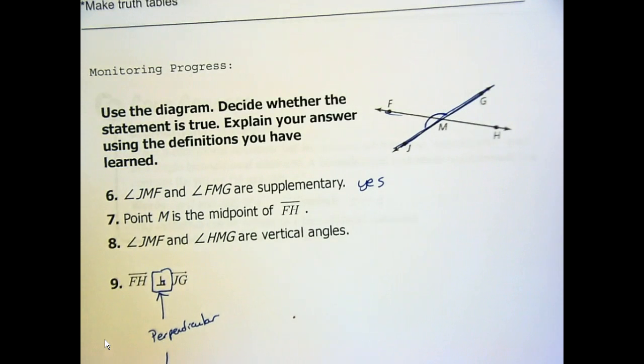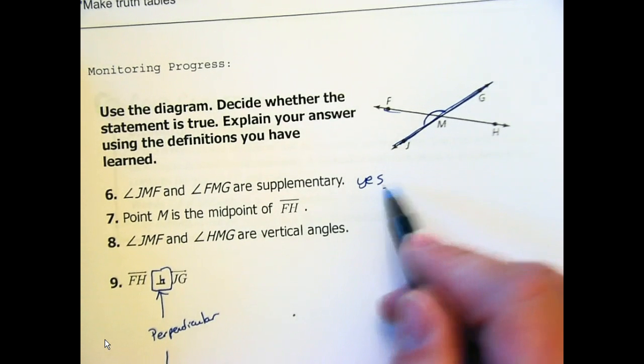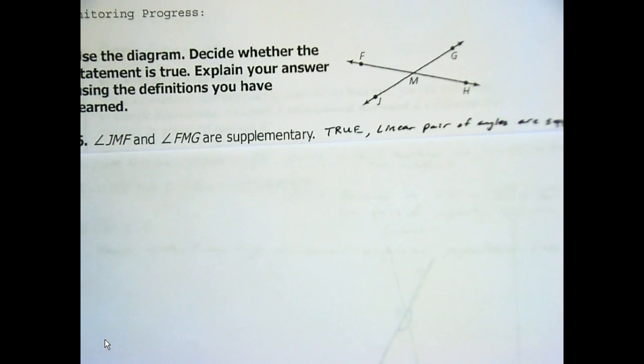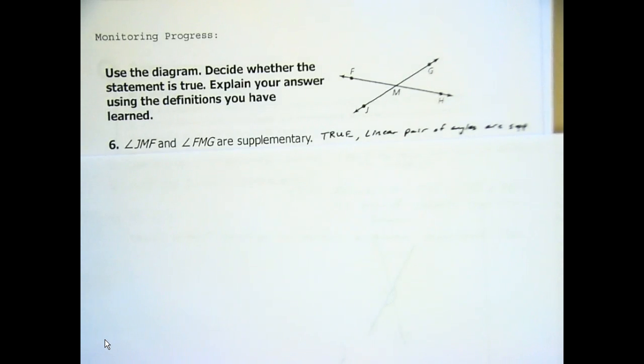The point M, so you would want to justify here. I'm not going to write out the justification; I actually have it on this page, so I can do it that way. There's my justification: linear pair of angles are supplementary. Linear pair, remember, they form a straight line. So the next one, let's go back to that.